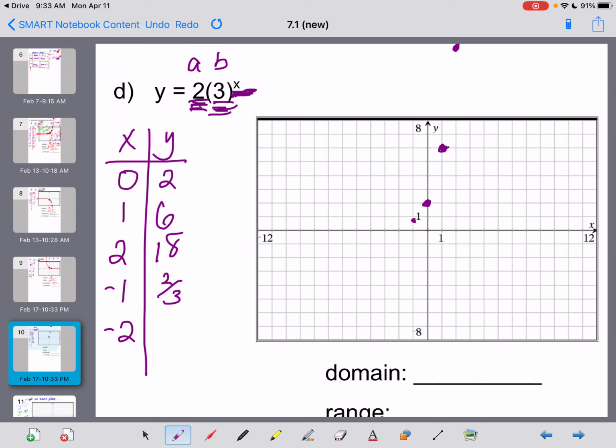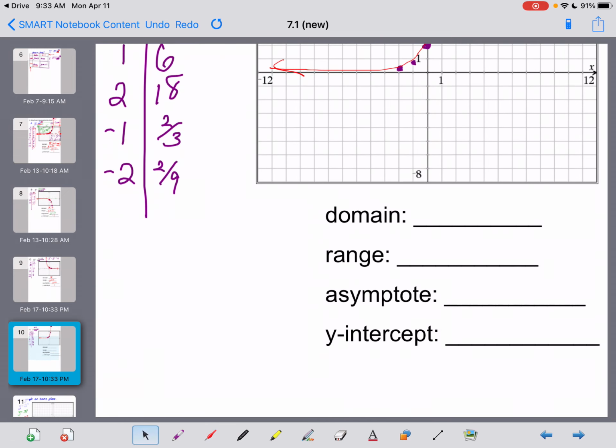Ooh, and if I put in a negative 2, 3 to the negative second power, that's 1 over 3 squared. That's 1/9 times 2, which is going to be 2/9. That's even lower, and that's going to look something like that. So those 4 or 5 dots hopefully are going to show you what this thing is going to look like. Again, guys, our curve increases very slowly at first, and then it really takes off on us right there. So let's knock out these same 4 questions again.